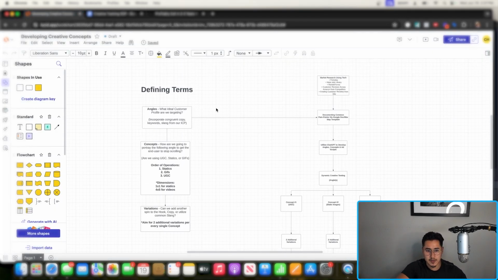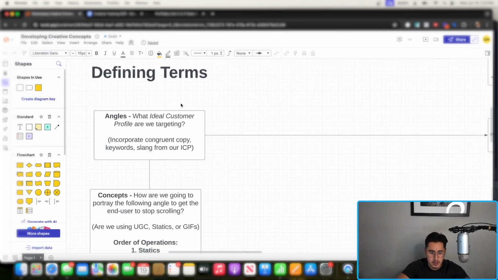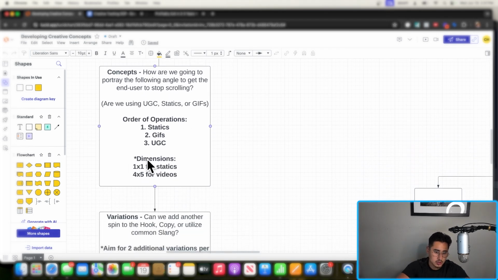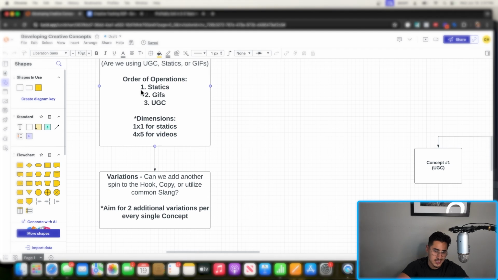So we start with defining terms. Angles are, okay, how can we reach the ideal customer profile? Concepts are your static, your GIF, your UGC. With Meta, these are the concepts we want to expand on. Start off with statics first. It's the most efficient ad you can create with as little time as needed as possible. You can generate static concepts within 30 minutes.